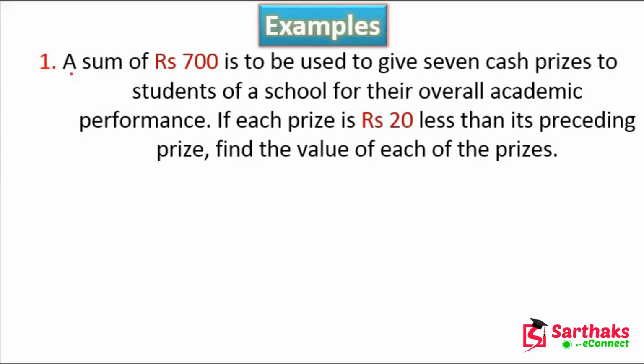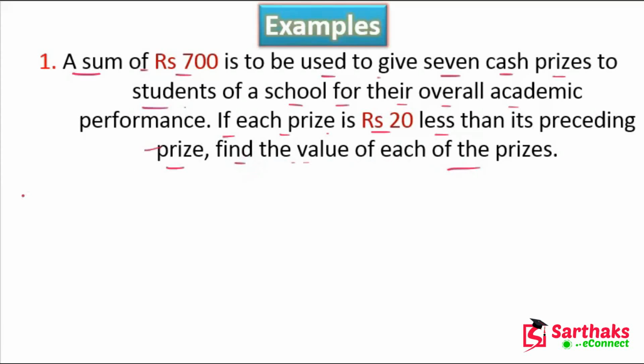A sum of rupees 700 is to be used to give 7 cash prizes to students of a school for their overall academic performance. If each prize is 20 rupees less than its preceding prize, find the value of each of the prizes.